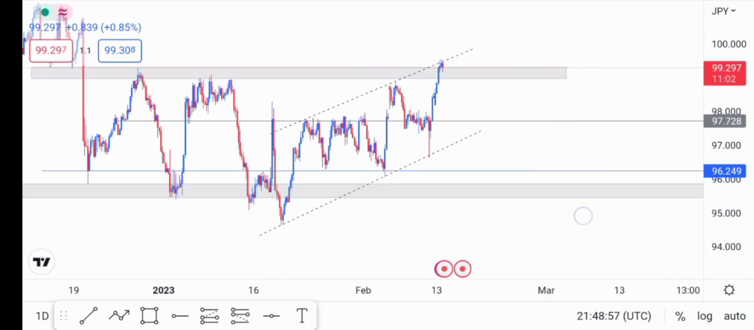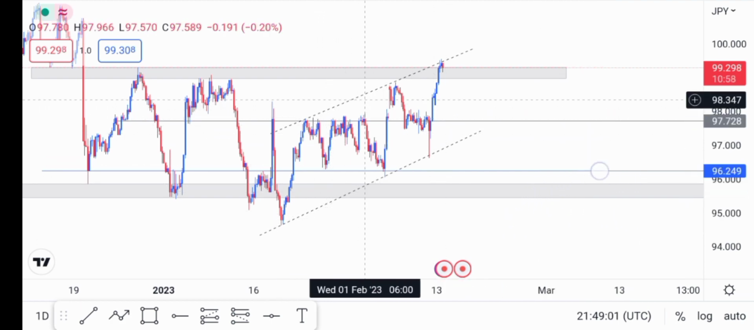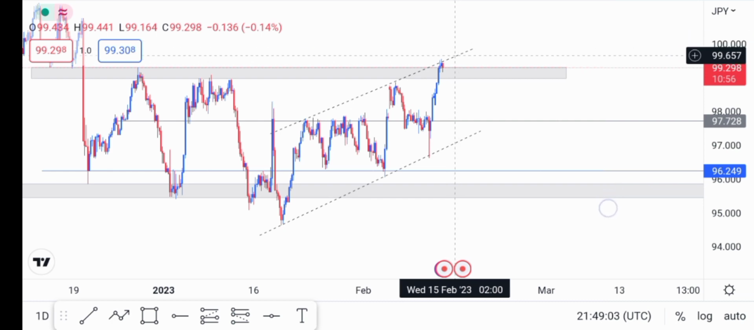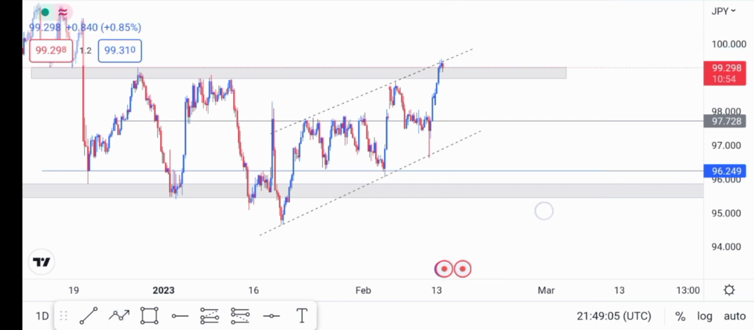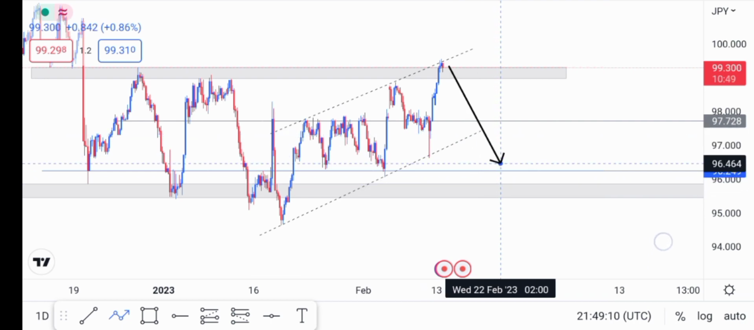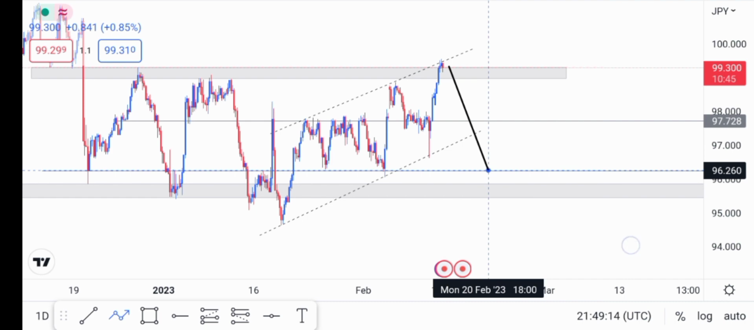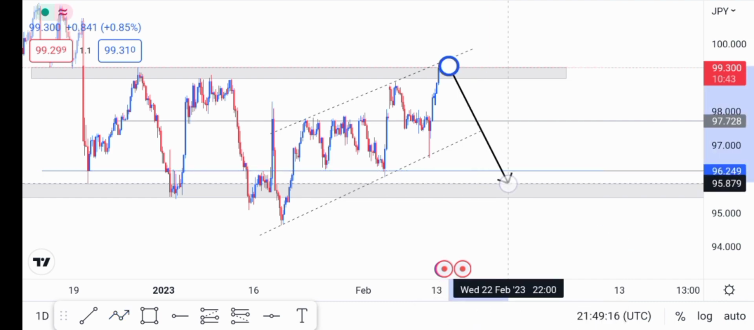So as you can see, we had first, second, third. On the top we had first, second, third. This is a third touch. So we are anticipating the selling movement up until this area here. To be honest, the overall target is over here.